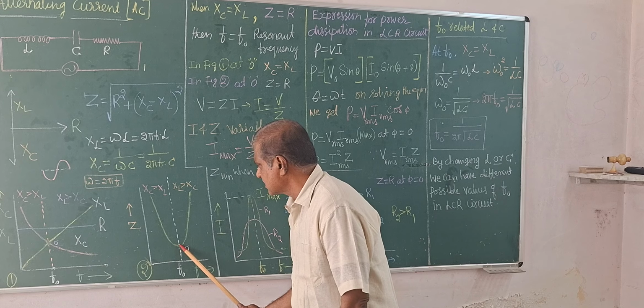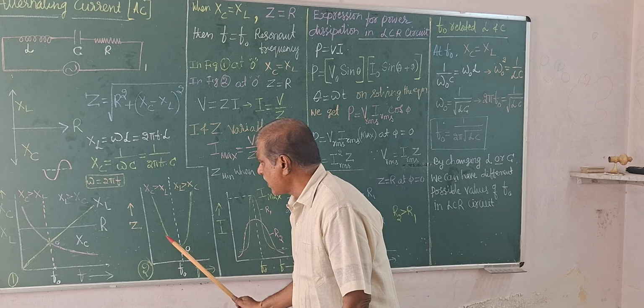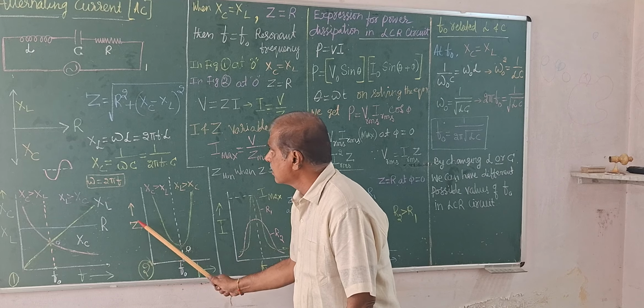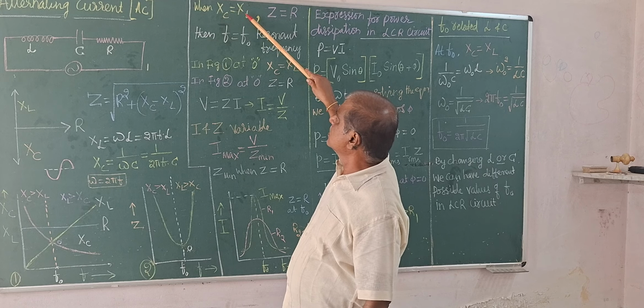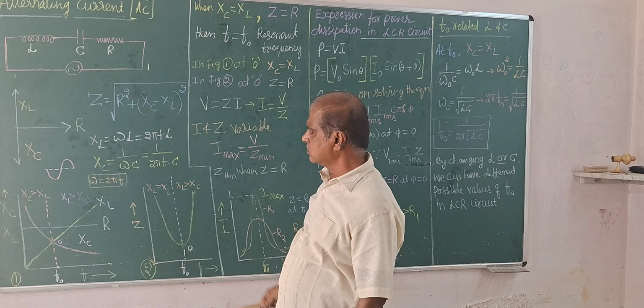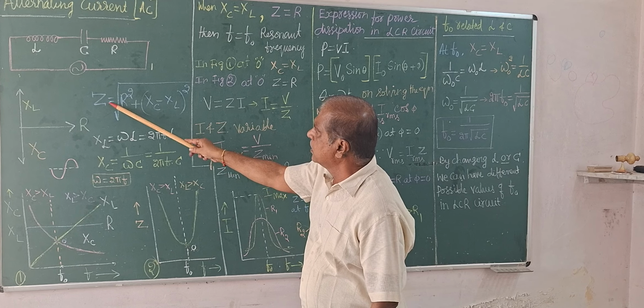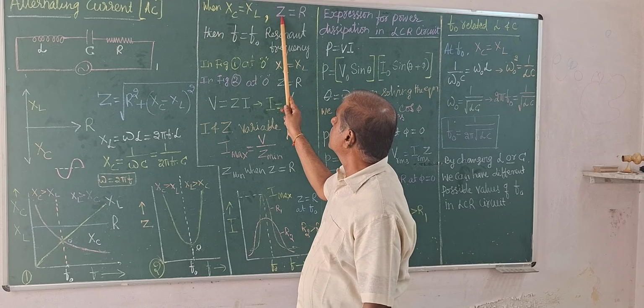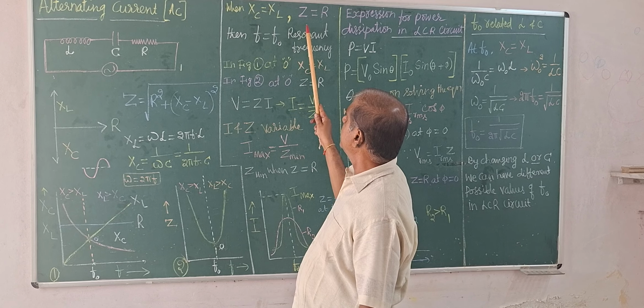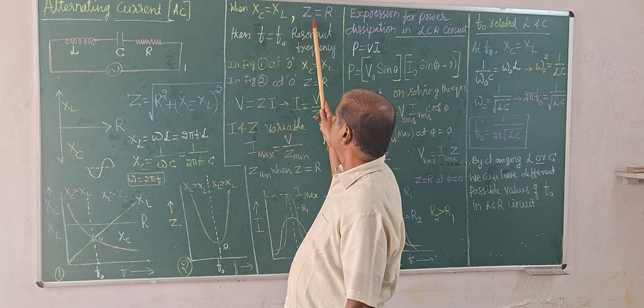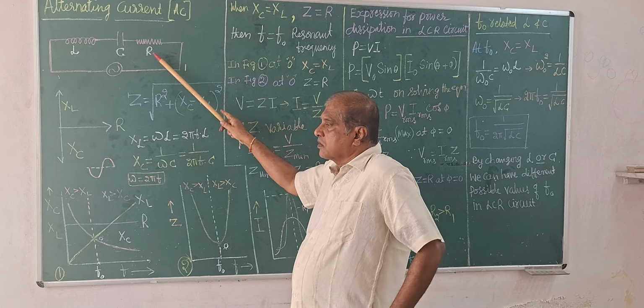If XC equals XL, then what would be the value of Z? That we can understand by using this equation. When you put XC equals XL, the second term becomes 0. Z equals square root of R square. Z equals R. Finally, Z equals R. What is meant by Z equals R? At this point, impedance of the circuit is equal to resistance of the resistor.